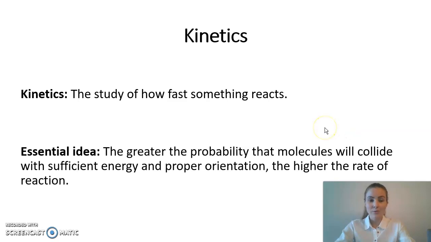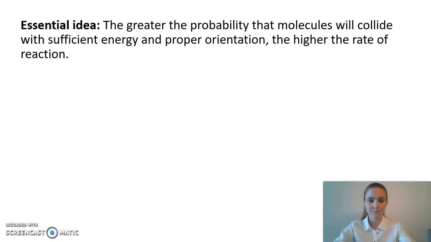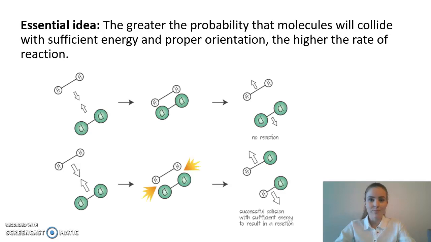And we have one essential idea in chemical kinetics. And that is, the greater the probability that molecules will collide with sufficient energy and proper orientation, the higher the rate of reaction. We're going to be looking some more at that sentence. So first we will look at the energy. We have that central idea here.